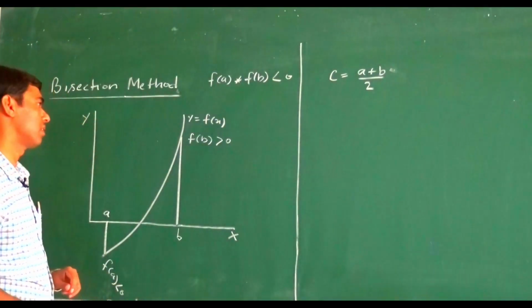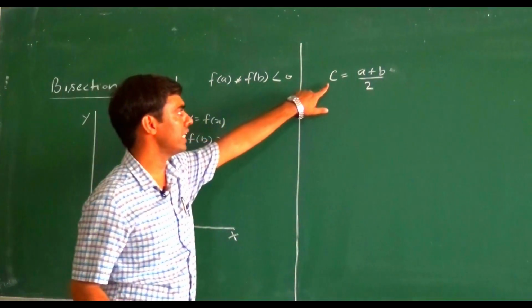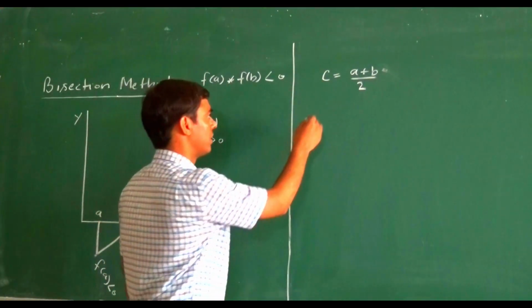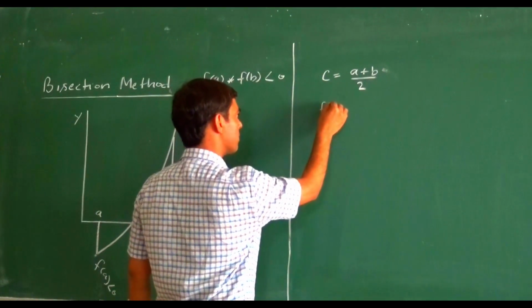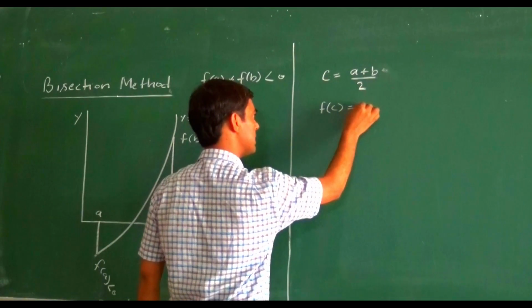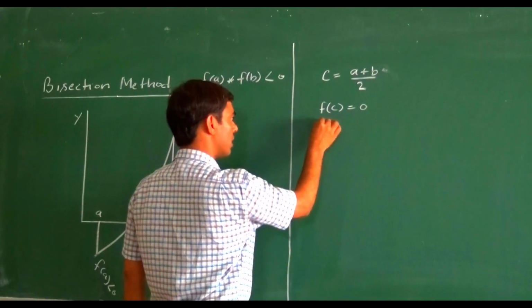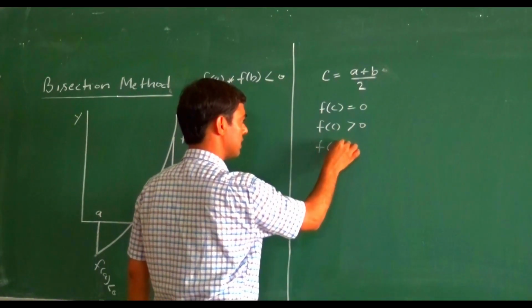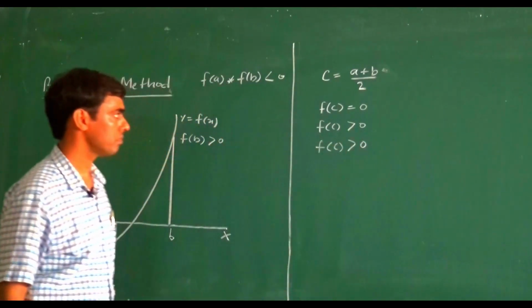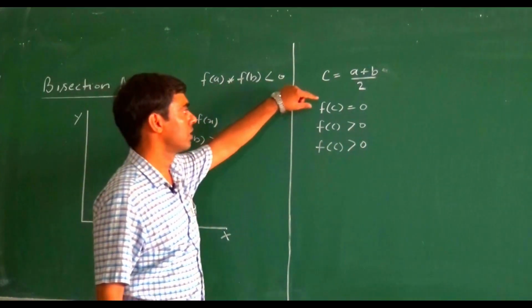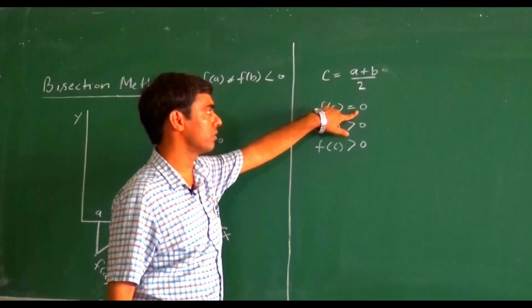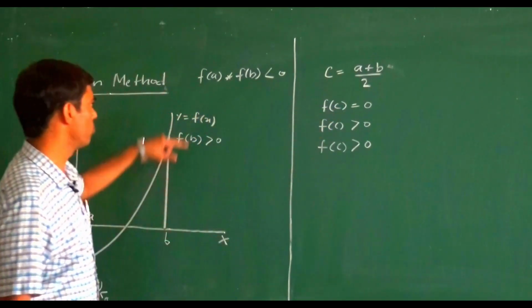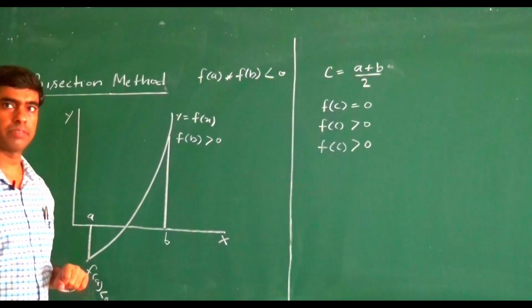Then we examine the nature of the function at point c. What is the value of the function at point c? What are the possibilities? The possibilities are either f(c) equal to 0, or f(c) greater than 0, or f(c) less than 0. So there are three possibilities. If f(c) equals 0, then what do we conclude? We conclude that c is a root of y = f(x).